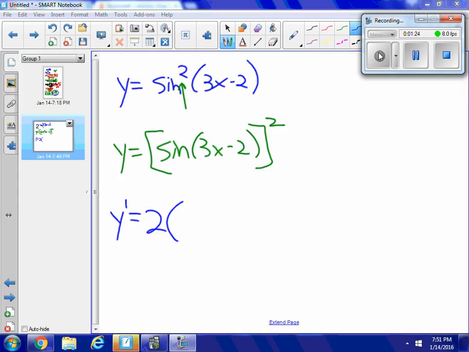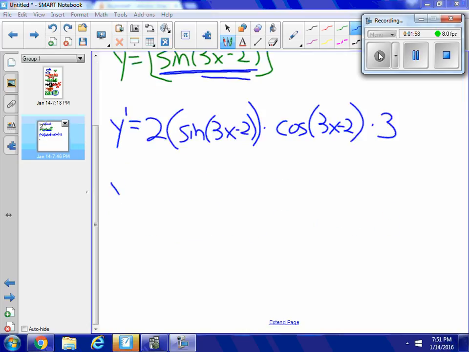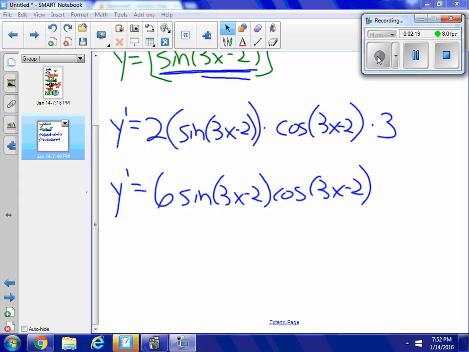So y prime, outside inside, is equal to, well, first I have the big function, so it's 2 times sine 3x minus 2. And then I'm going to my inside function, so that's going to be times cosine 3x minus 2, which is the derivative of just this part, but I have a function inside that again, so it's going to be times the derivative of 3x minus 2, which is 3. So my answer to y prime is, well, I have 3 times 2 is 6, so I have 6 sine 3x minus 2 cosine 3x minus 2. And as far as I'm concerned, this is a totally satisfactory answer.